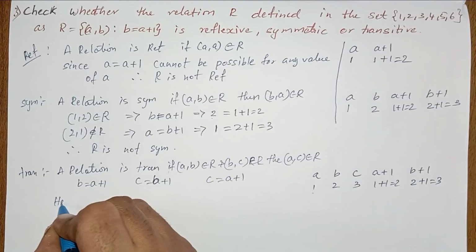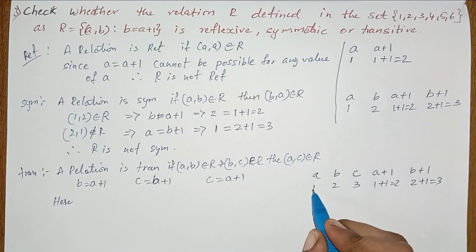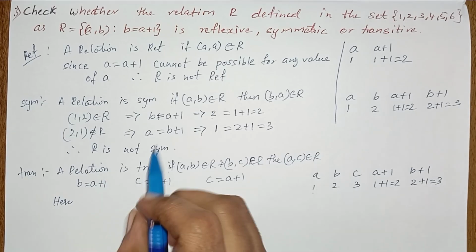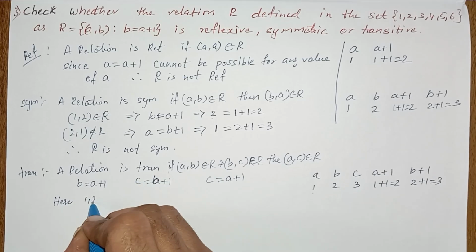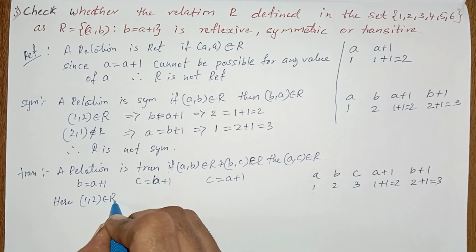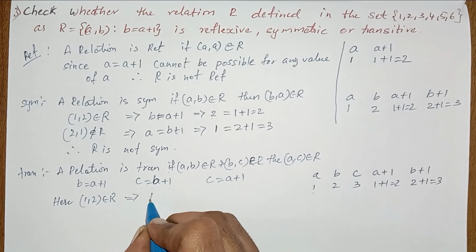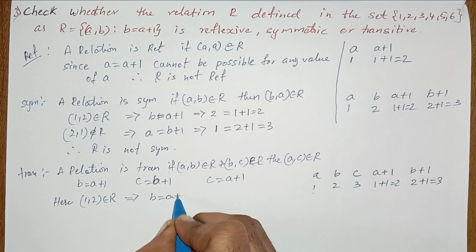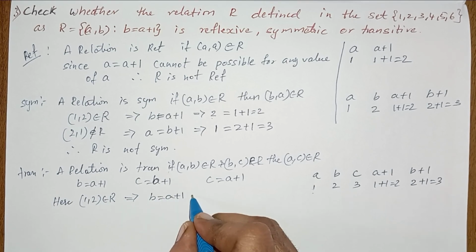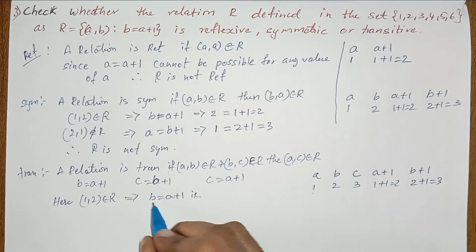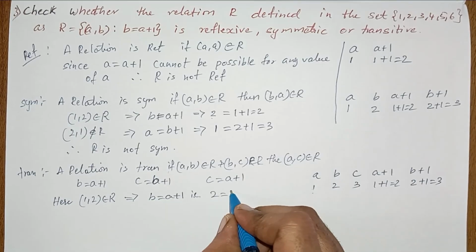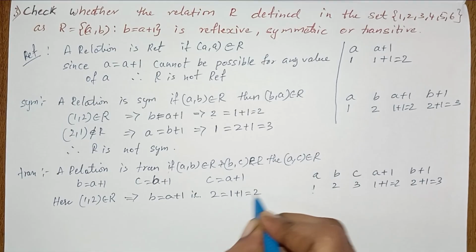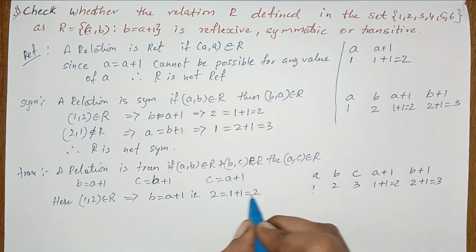So here, if we take 1 comma 2, that is A comma B. So what is A comma B? For A comma B, 1 comma 2 belongs to R. That implies that B is equal to A plus 1. So what is the B value? B value is 2. 2 is equal to A value 1, 1 plus 1, so 2. So I get value 2 on both sides. It belongs to R.